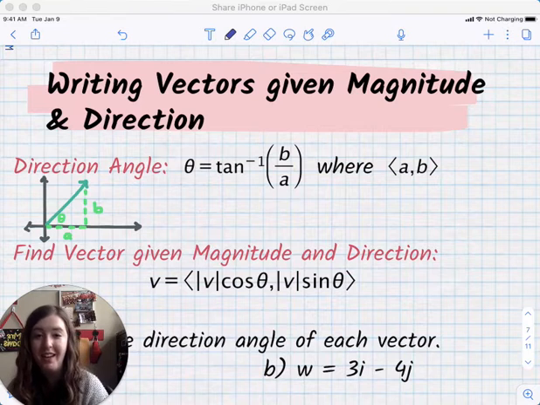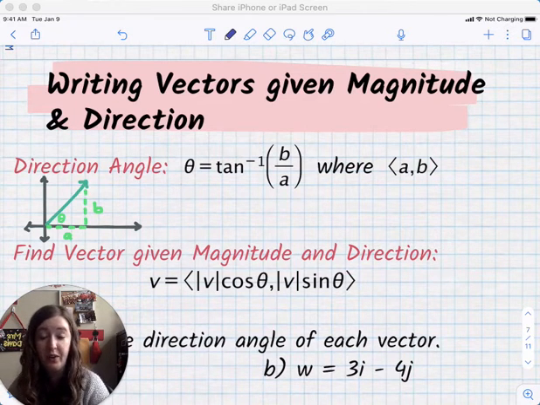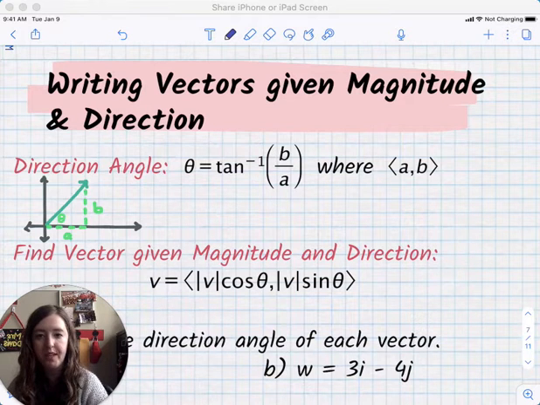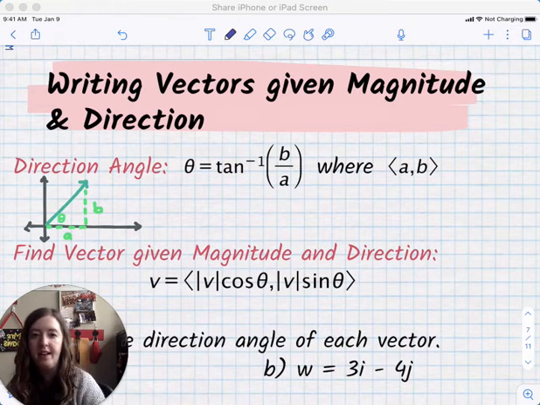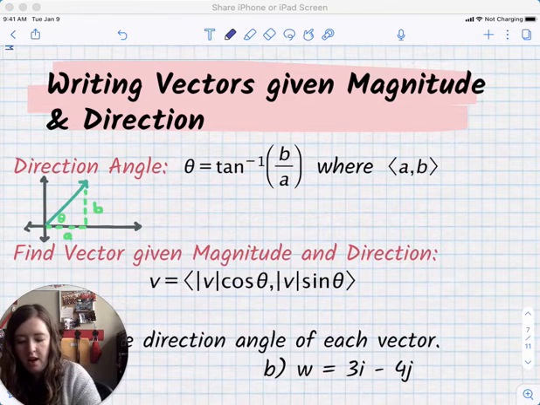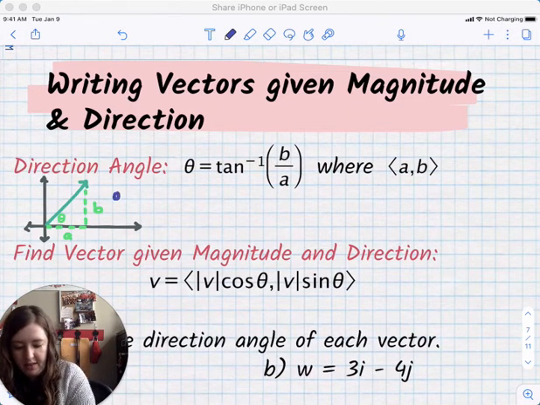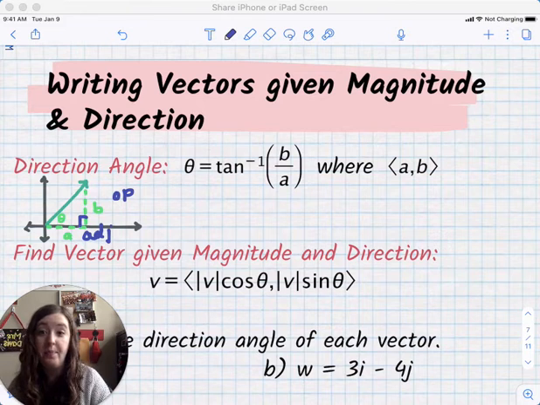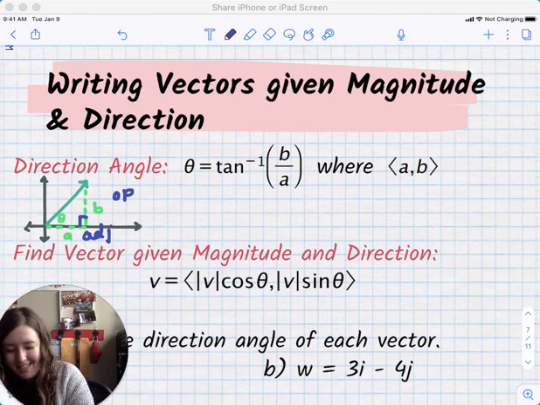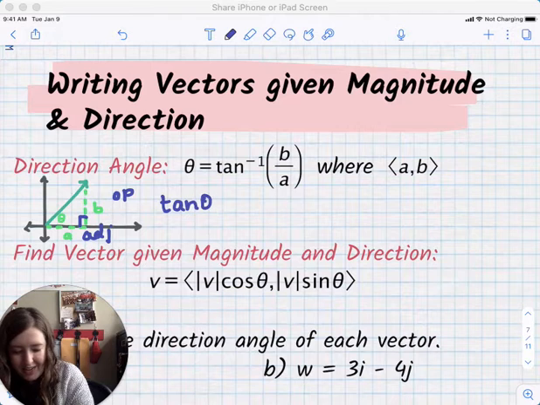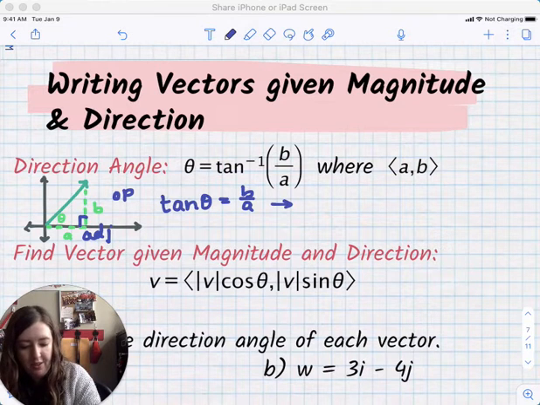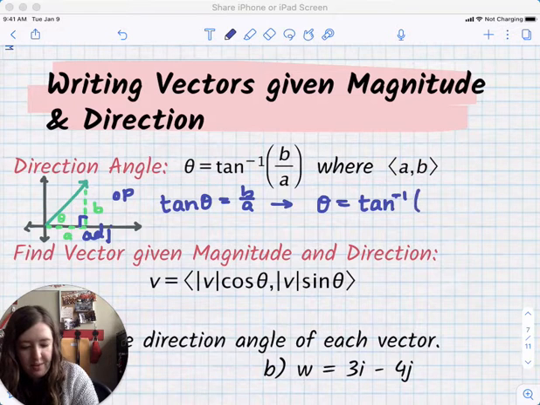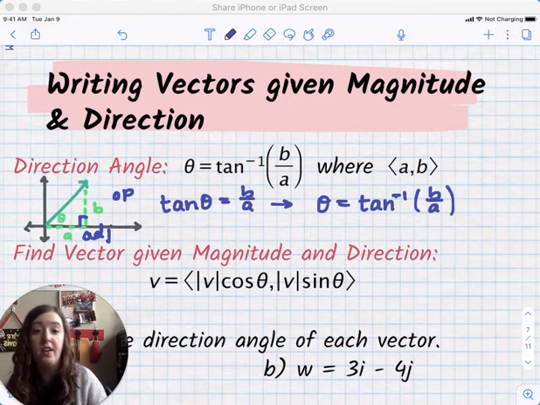Well, to find that direction angle, we're going to take the inverse tangent of b over a, where our vector is ab. Here's why. If I wanted to find that angle theta, across from that angle is b, my opposite side, and next to it is a, my adjacent side. We remember from geometry, opposite and adjacent means tangent. So tangent of our angle is opposite over adjacent, so b over a. And then to get theta by itself, we would have to take the inverse tangent of both sides. So that's how we end up with the inverse tangent of b over a.